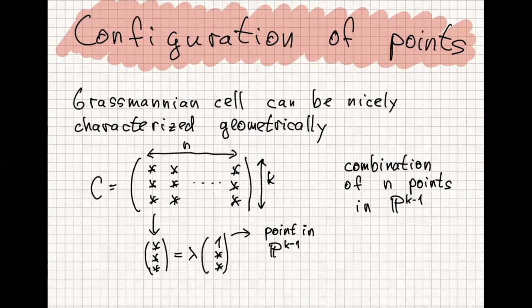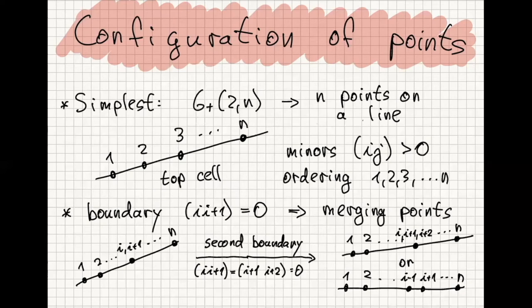Now for the simplest case of G(2,n), when it's a 2 by n matrix, this will be n points on a line. It's n points in P^1. And the positivity of all the ordered minors, in this case 2 by 2 minors, will force these points to be ordered on this line. So the top cell of the positive Grassmannian G(2,n) can be interpreted geometrically as n ordered points on a line.